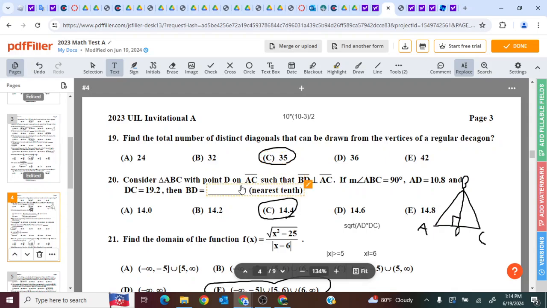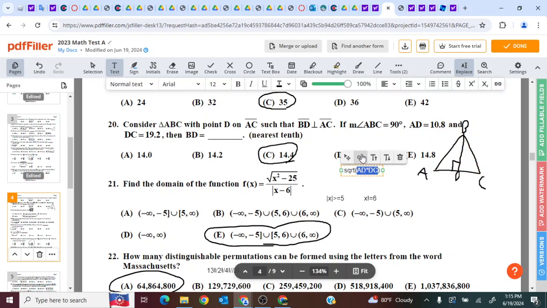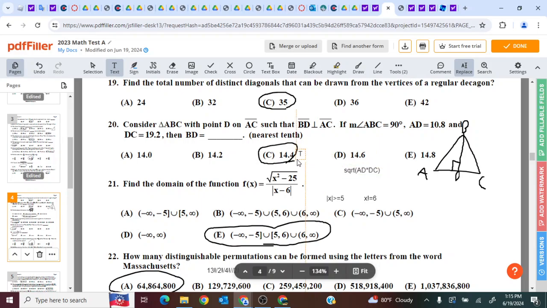Consider triangle ABC with point D on AB such that BC is perpendicular to AC. If ABC is equal to 90 degrees, AD is equal to 10, and DC is equal to 12.9, then what is BD? Well, here's an interesting property about BD. I can't explain why it works, but it does work. BD, in this case, is equal to the geometric mean of AD and DC. So in other words, you multiply those two sides together and square root it, and you get a length of 14.4.